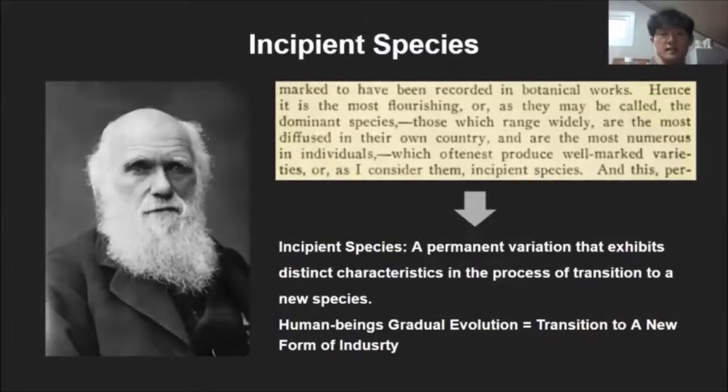In the given text, he said, hence it is the most flourishing, or as they may be called, dominant species, those which range widely, are the most diffused in their own country, and are the most numerous in individuals, which often produce well-marked varieties, or as I consider them, incipient species. Here, incipient species means a permanent variation that exhibits distinct characteristics in the process of transition to a new species. The mutation of an object is the first step toward variety, and it shows a more pronounced characteristic, advancing to permanent onset and moving on to subspecies or species.